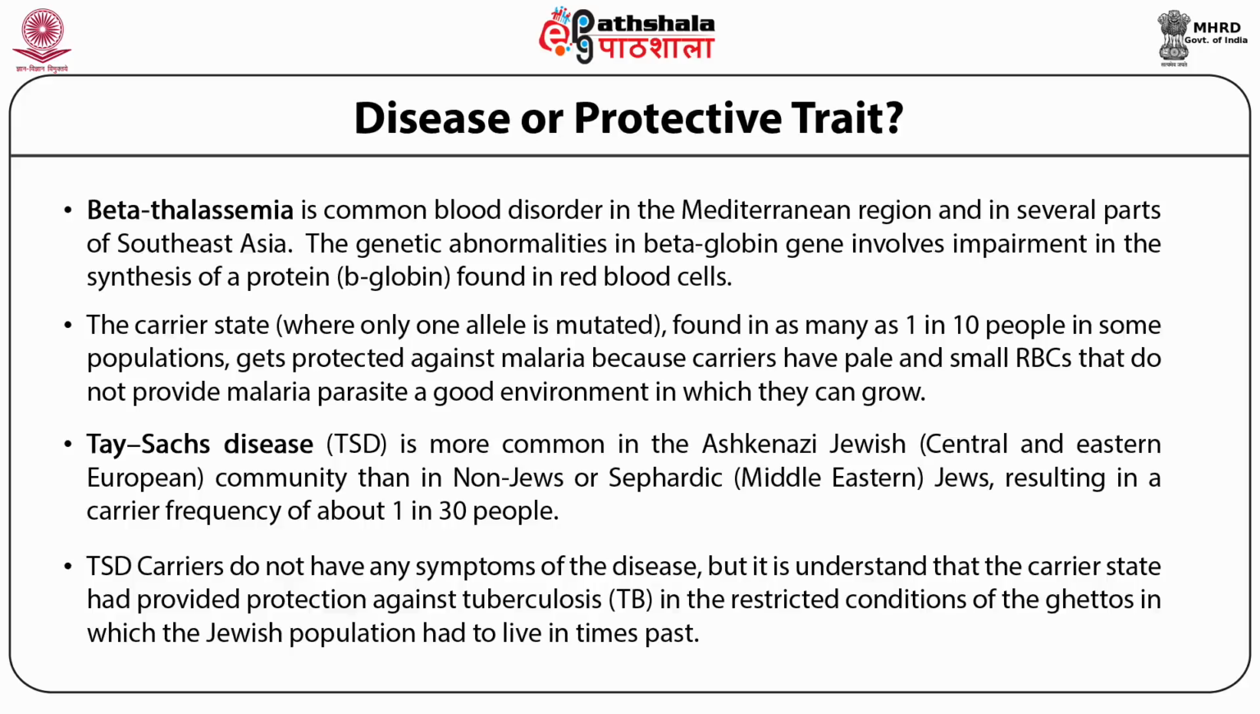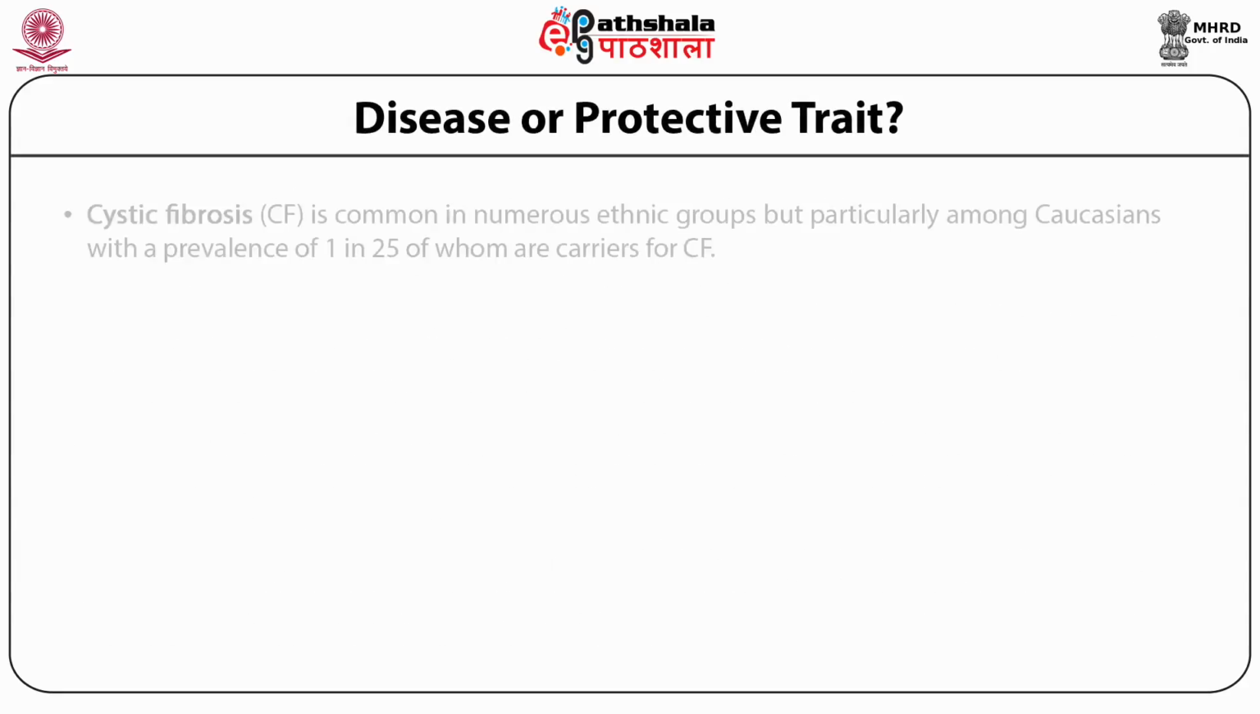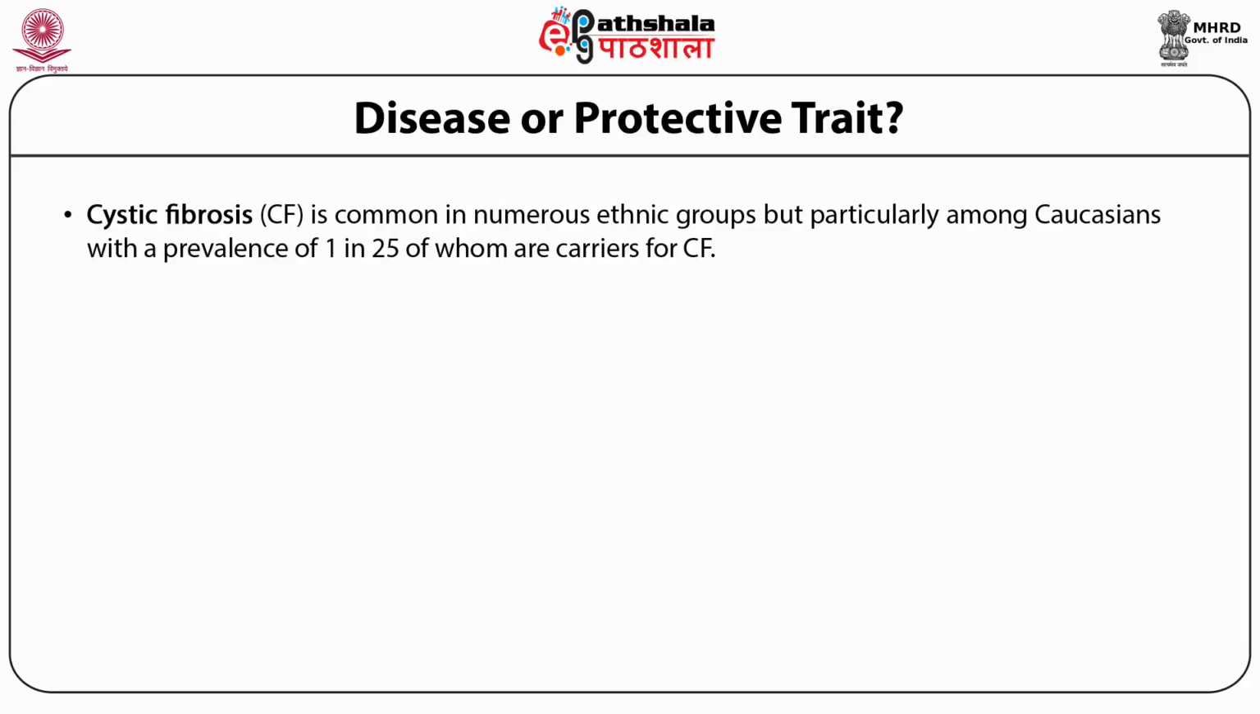In 1988. The other example is cystic fibrosis, CF, which is common among Caucasians with a prevalence of 1 in 25 of whom are carriers for CF, also found in numerous ethnic groups. The chloride movement gets affected across the cells and causes lung and pancreas problems in the disease state, as reported by Noeddan et al. 1989.